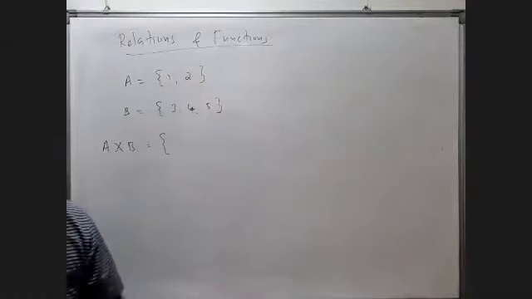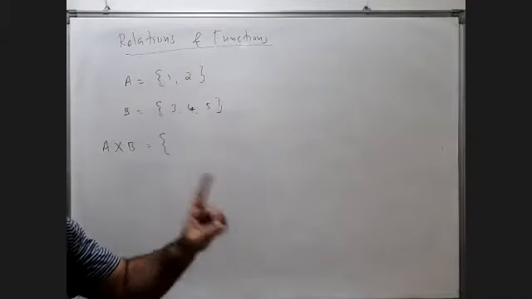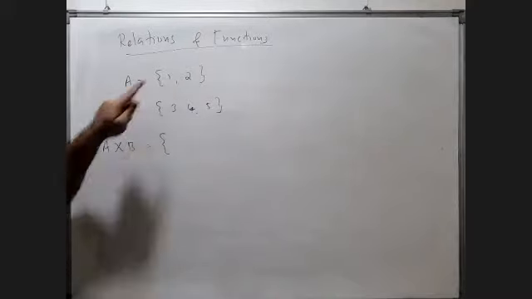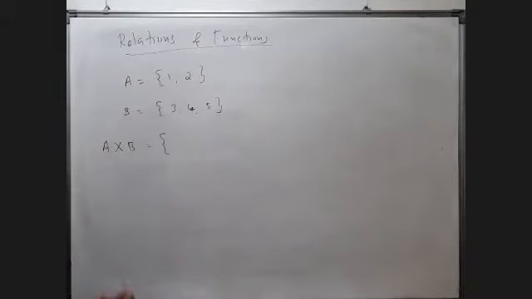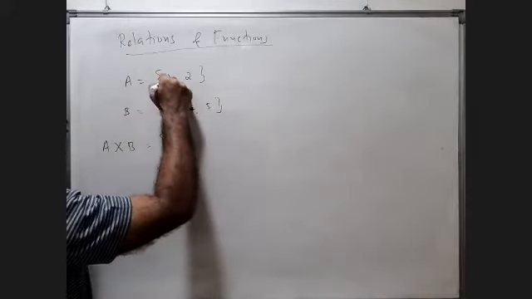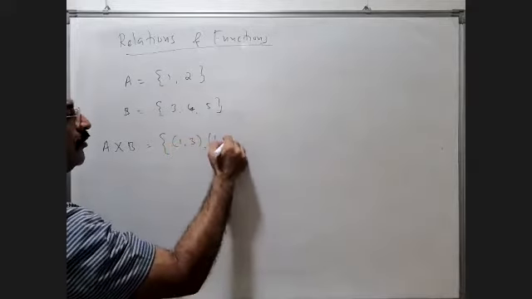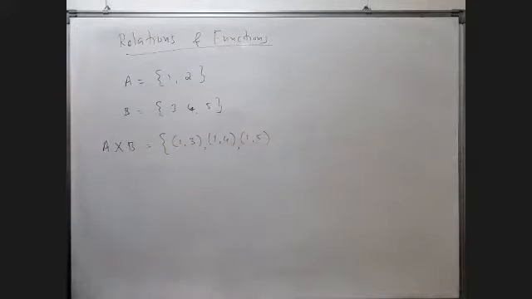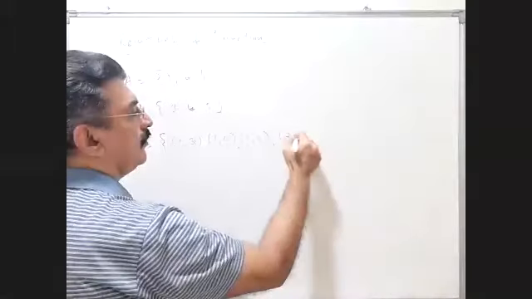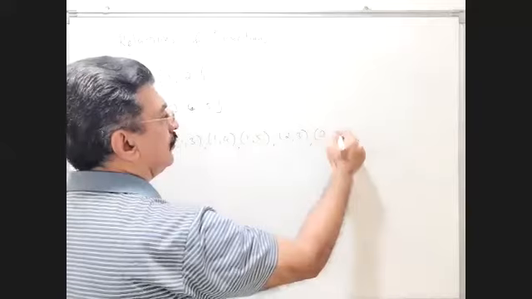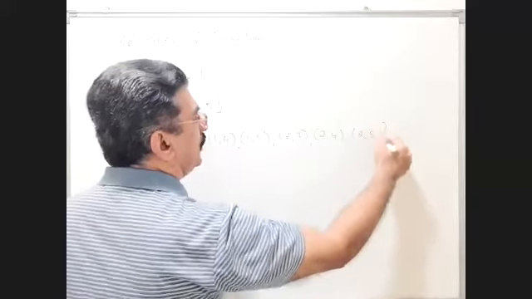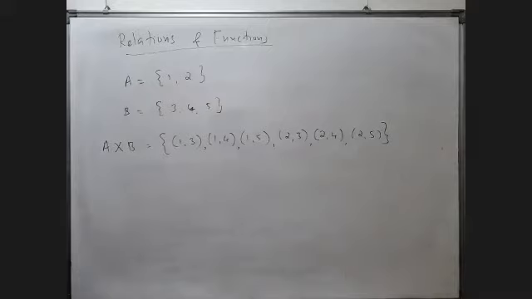Now, A cross B means the set of all ordered pairs in which the first element, the x coordinate, is taken from A and the y coordinate is taken from B. So take (1, 3), (1, 4), (1, 5) in order. Then (2, 3), (2, 4), (2, 5). This set of ordered pairs is called A cross B, the cross product of two sets, or the Cartesian product.